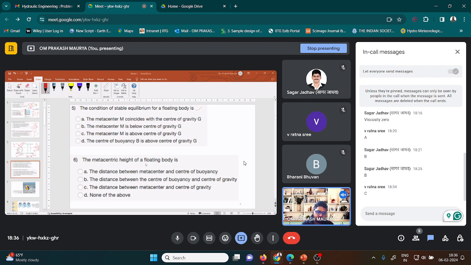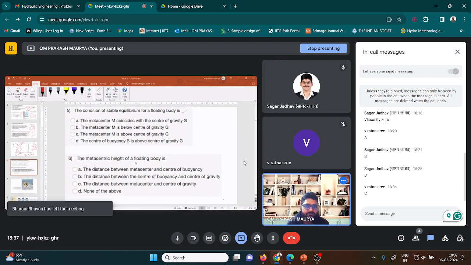Otherwise, if it is a static, submerged body, maybe the option about the metacenter will be there in your examination. But if the question itself says submerged body, then you can discard this option.